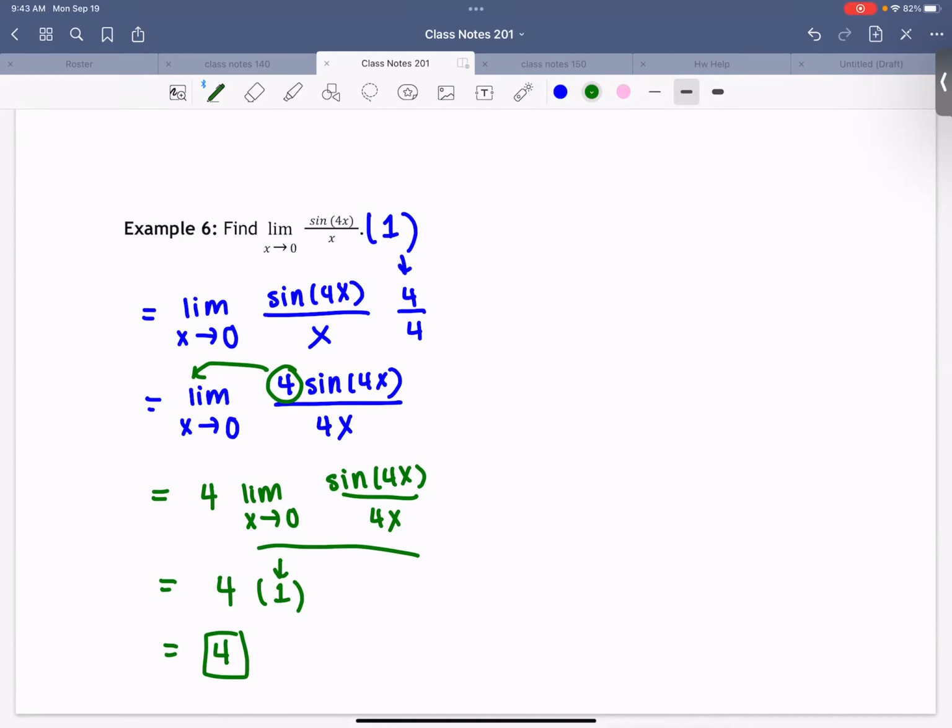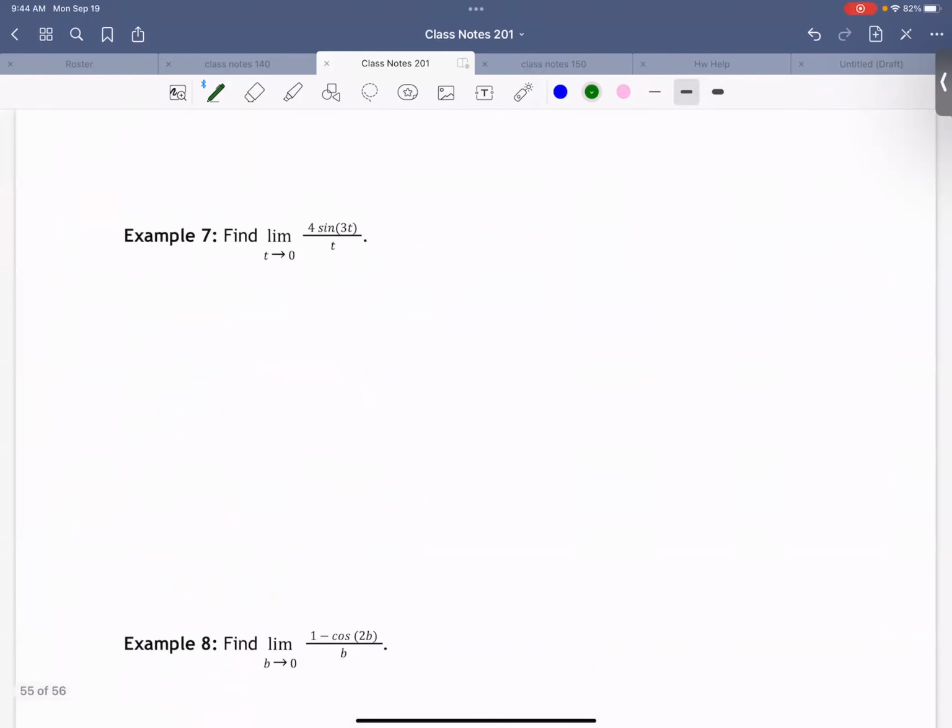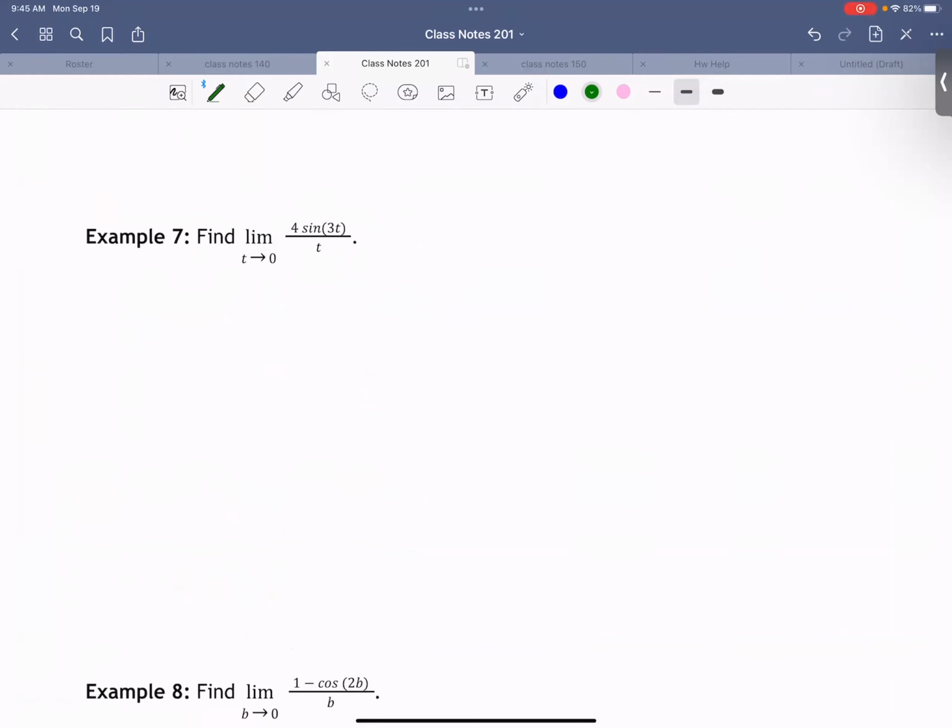All right, how about this? Example 7 is very similar. Try that one. I think it's slightly different, but I think you might be able to solve this one. Why don't we go through example 7? I know some of you are still working, that's totally fine, but let's just take a look at what this one says. We want to find the limit as t goes to 0 of this crazy function with a sine of 3t and a t on the bottom.